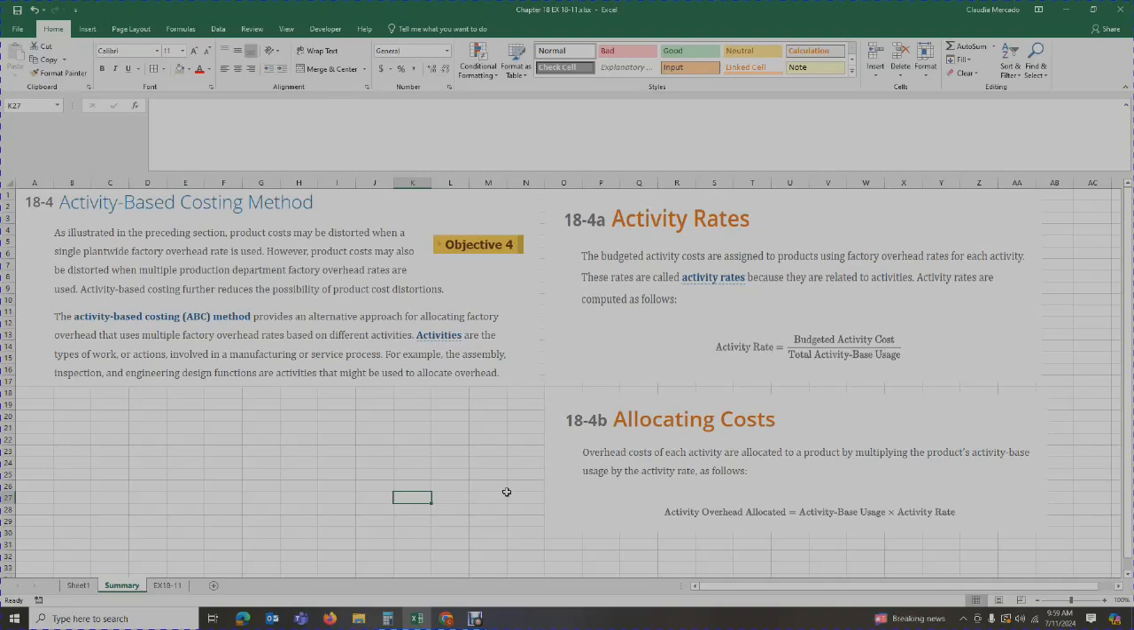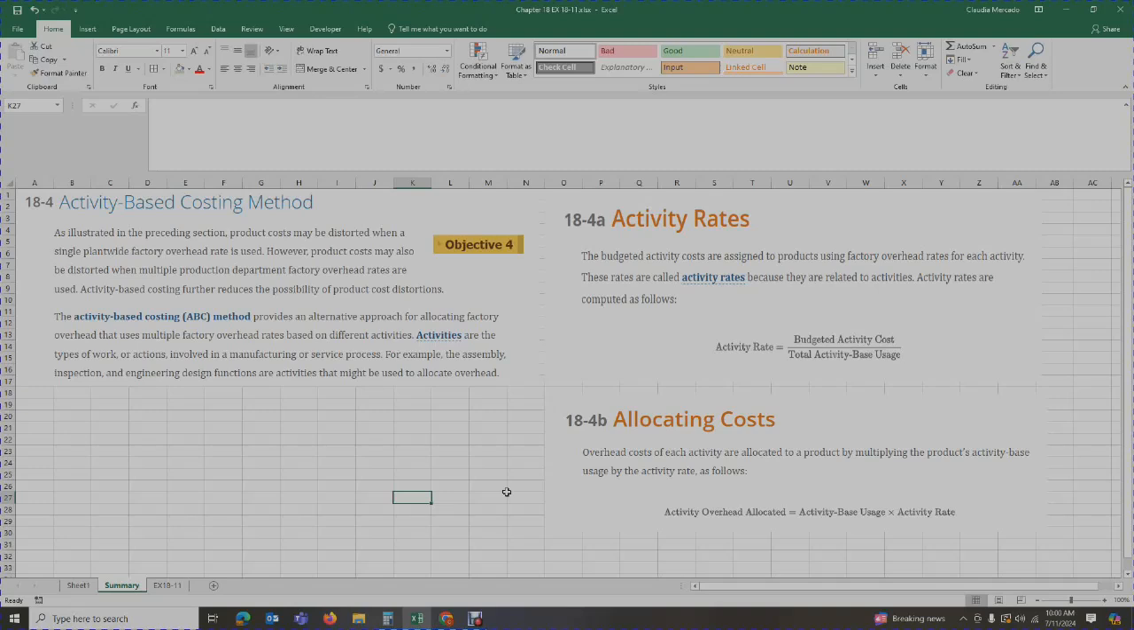So we're going to have to be calculating the activity rates. To calculate the activity rates, basically the budgeted activity costs are assigned to products using factory overhead rates for each of the activities. These rates are called activity rates because they are related to that specific activity. Activity rates are computed by taking the budgeted activity cost divided by the total activity base usage. We're also going to be allocating costs. Overhead costs of each activity are allocated to a product by multiplying the product's activity base usage by the activity rate. So this is a lot of information.